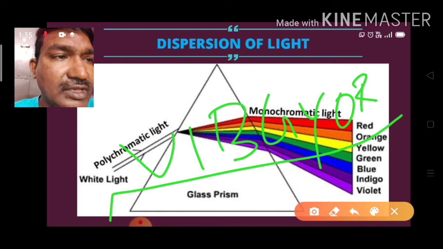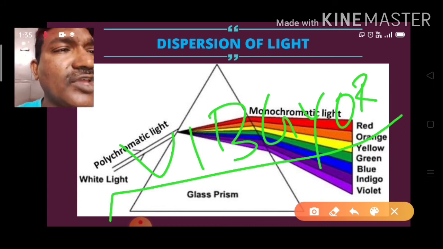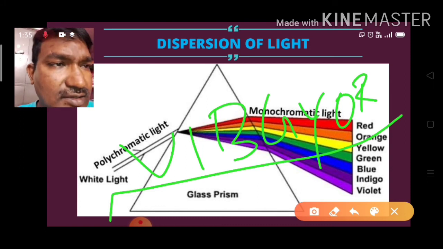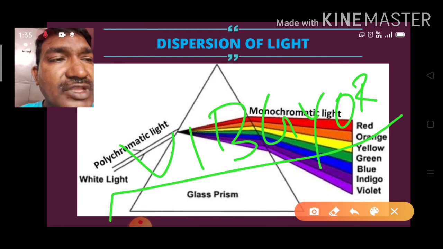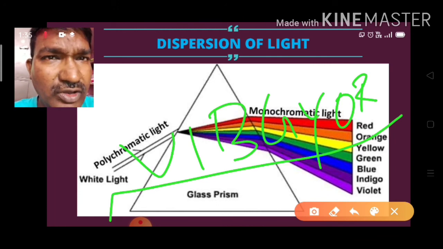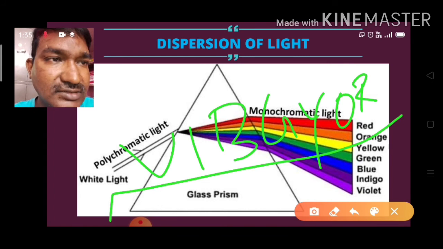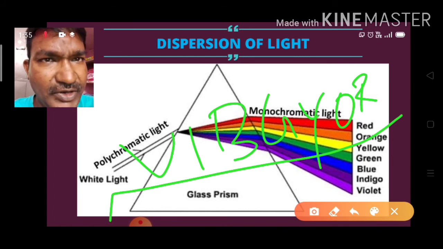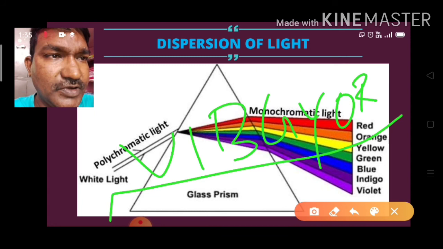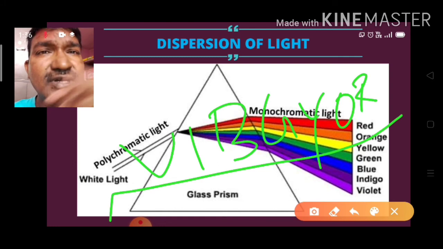this order. So we know very well that violet light is highly energetic light compared to the other lights. So red light is a lower energy light, and the wavelength of the red light is very high compared to the violet light. So like that here we find a particular order. So such type of dissociation of the light when it passes through the prism is known as the dispersion of light.